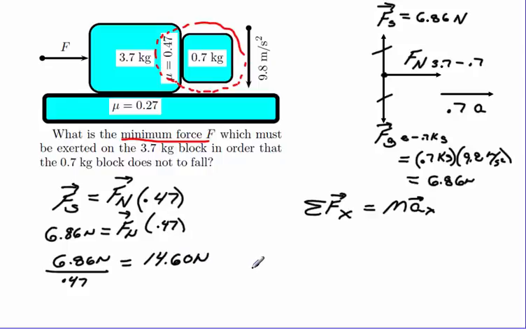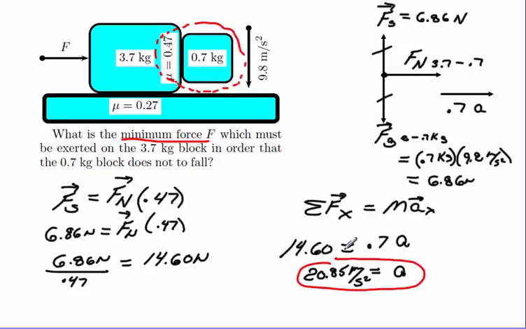Well, that's going to help me immediately find my acceleration, because when I sum the forces in the x, my normal, which is going to be that value, 14.60, is equal to my mass, 0.7, times my acceleration in the x, or you can make it just a, it doesn't really matter. So when I take 14.6 divided by the mass of 0.7, I will get an acceleration of 20.85 meters per second squared.